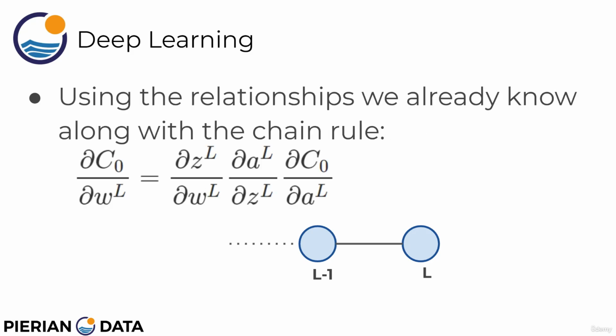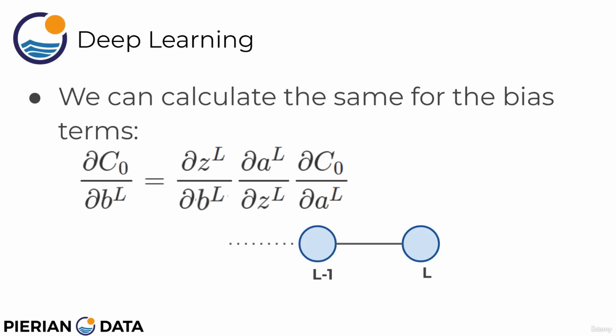Now recall that the cost function is not just a function of the weights, but it's also a function of the biases. So we want to understand the relationship of the cost function changing not only with the weights, but with the bias along the network as well. So we can calculate the same partial derivative, the partial derivative of the cost function with respect to those bias terms, in the same way, essentially just swapping out the weight for the bias.